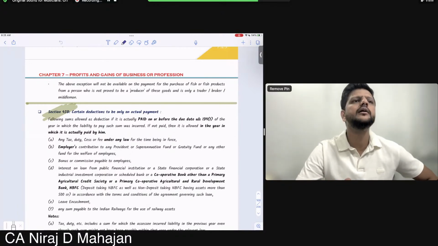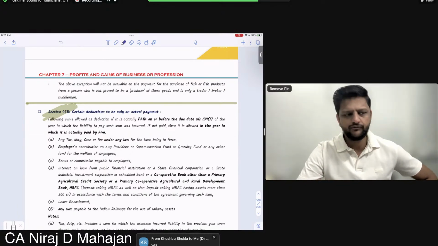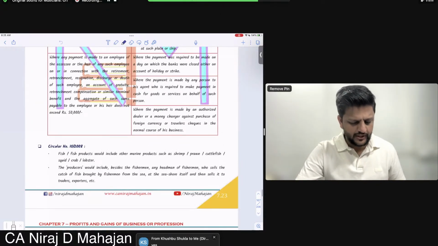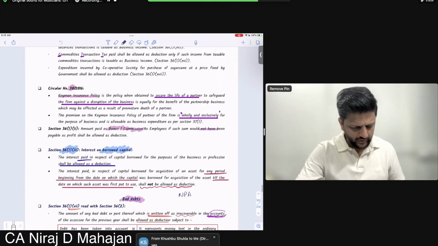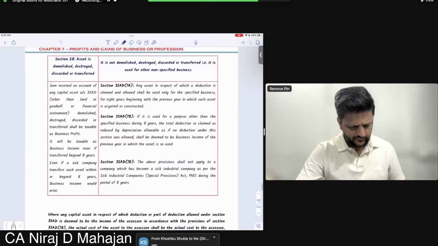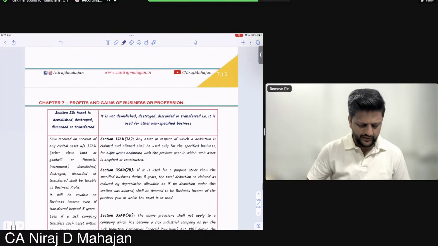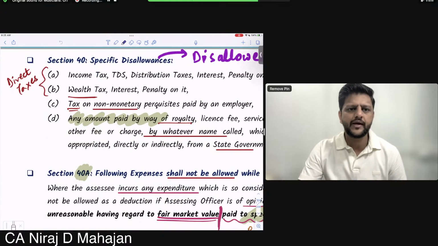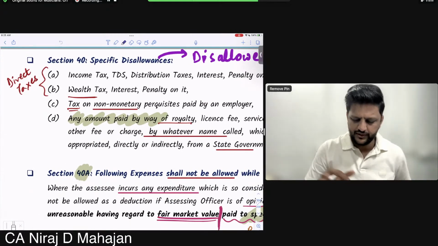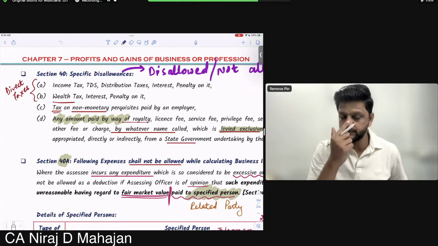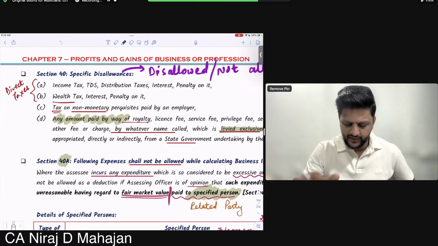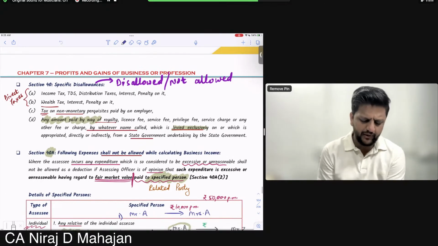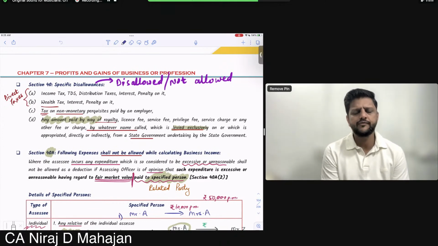That is 37. Correct. Then after that, bacho, we went into section 40. Again, certain disallowances. Clear cut given to us. And there again a list was given in 40. Specific disallowances. Income tax, the TDS, distribution taxes, interest, penalties, cess, etc. on it, wealth tax, interest and penalty on that, tax on non-monetary perquisites, and some amount paid by way of royalty, etc. Okay, those we had for section 40.